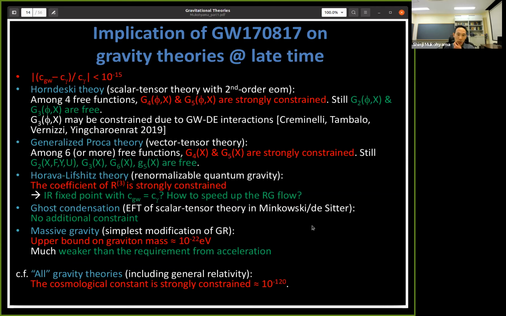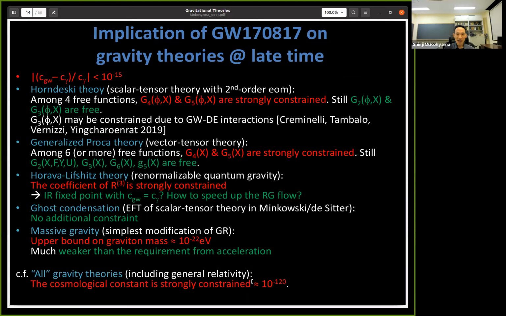And so I think it's now a good time to think about modified gravity, because traditionally, including GR, all gravity theories have a very strong constraint from the cosmological constant. The cosmological constant should be as small as 10 to minus 120. This is a really remarkably small number, and we don't have a solution to this. Actually, this is so difficult that people try to forget about it. We pretend as if there is no problem like this.